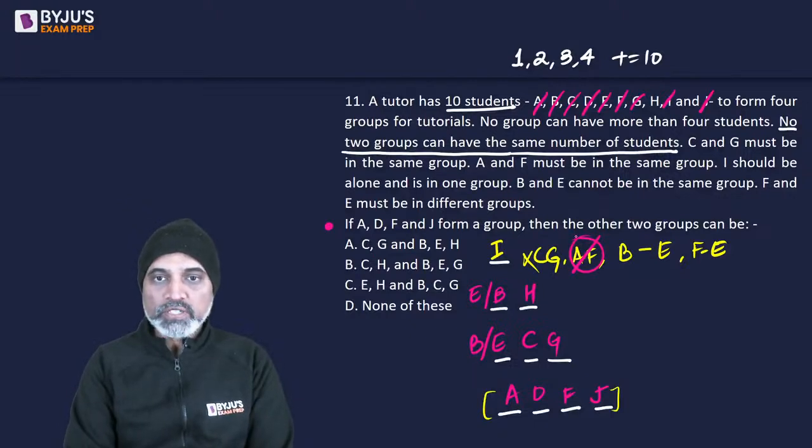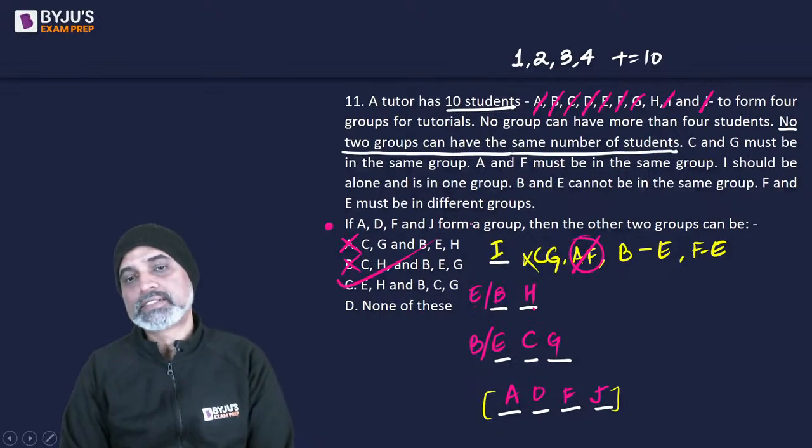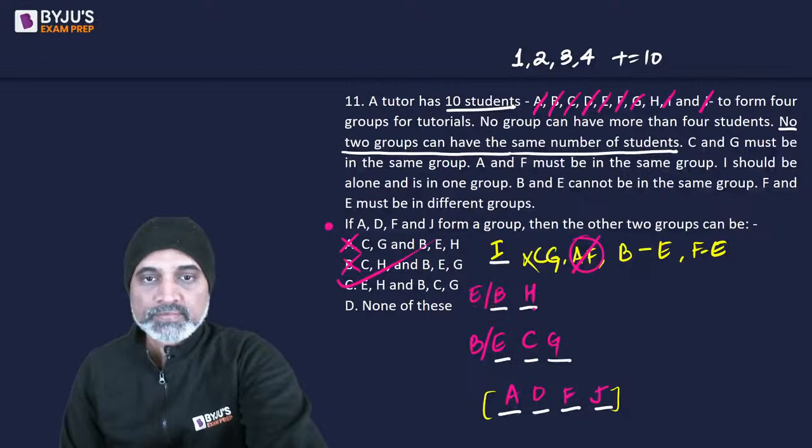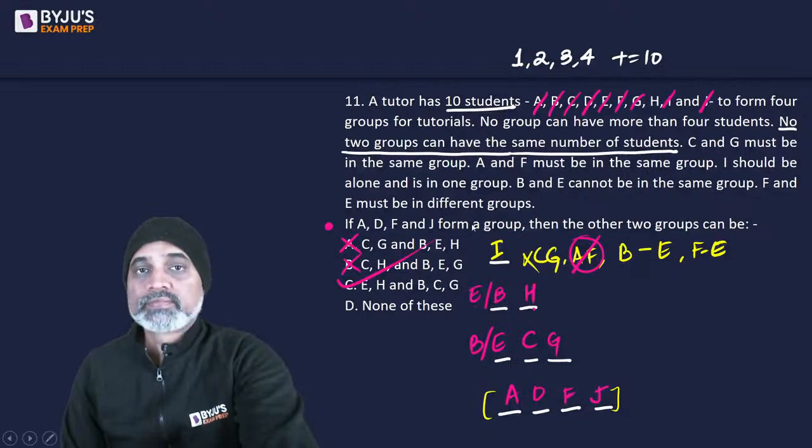Let's look at the options. CG and BEH. No, this is not going to happen. CH and BEG. No, B and D, they cannot be simultaneously, right? EH and BCG makes sense. Right?